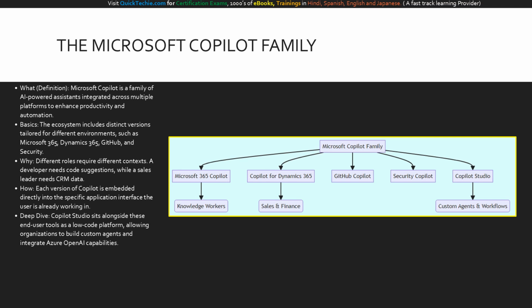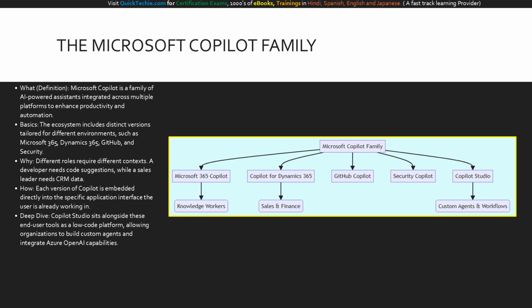To begin, we must understand that Microsoft Copilot is actually a family of AI-powered assistants, not just a single application. What does this mean for your business? It means we have distinct versions tailored to specific environments. We have Microsoft 365 Copilot for everyday knowledge workers, Copilot for Dynamics 365 for sales and finance teams, GitHub Copilot for developers, and Security Copilot for your cyber teams.